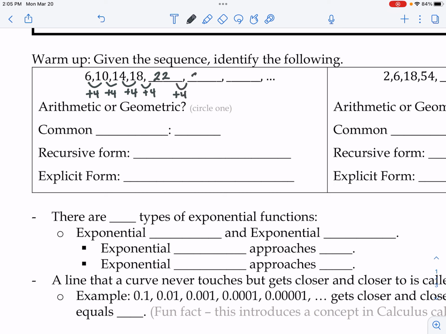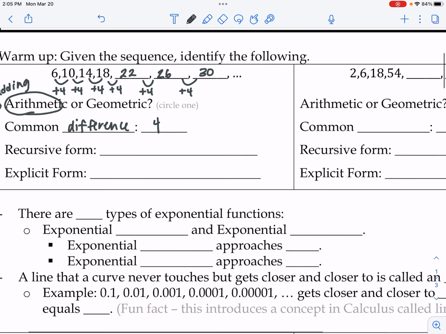Next term would be 26. Next term would be 30. Because we are adding each time, this is arithmetic. Adding goes with arithmetic. They both start with A. And that number we're adding each time is called the common difference. That number is 4 in this case.